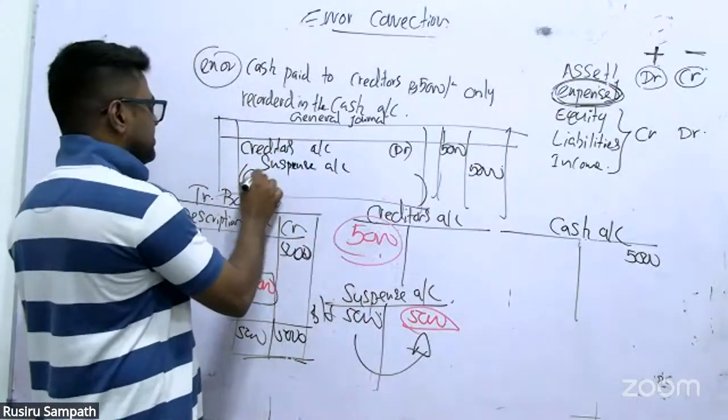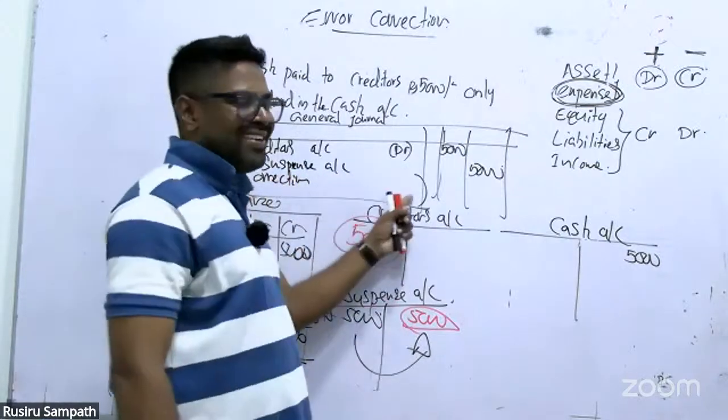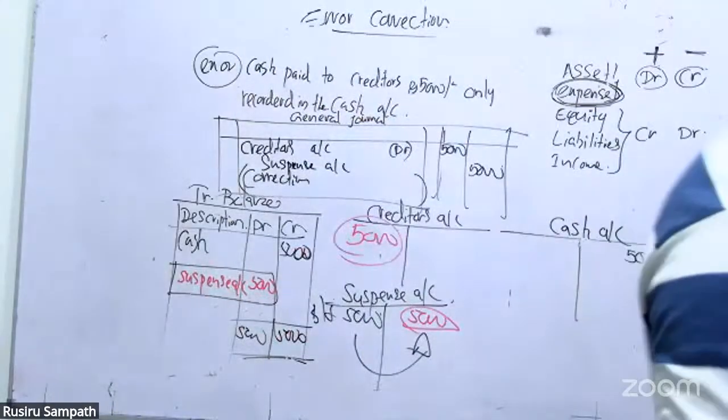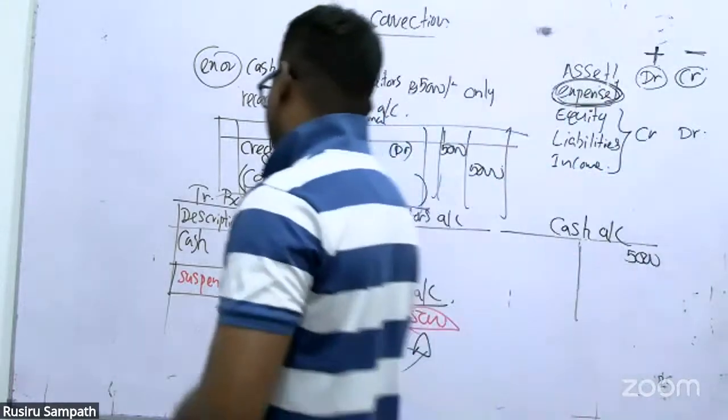What are narrations? Write the transaction as "Correction of". Next one.